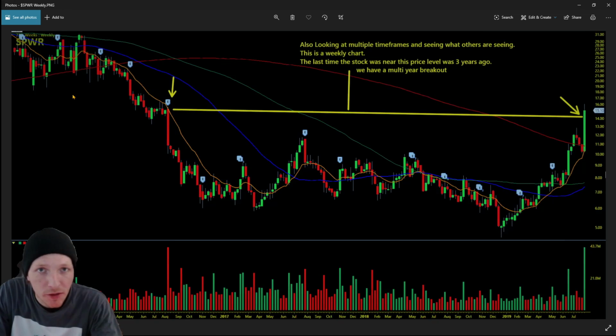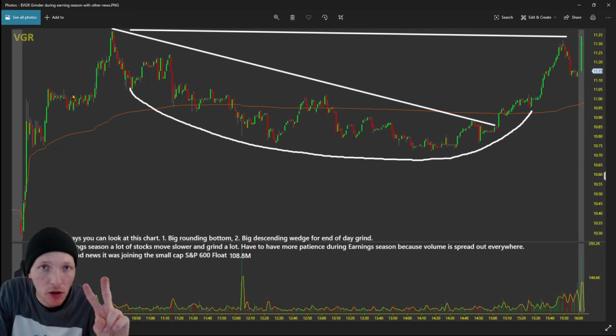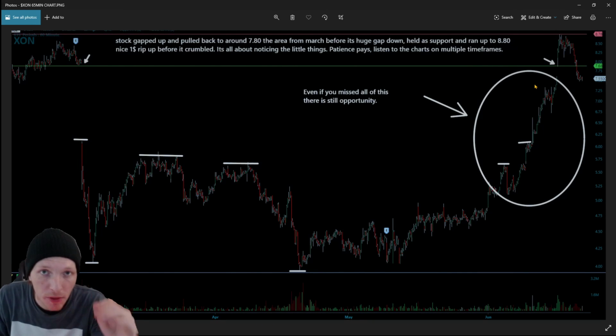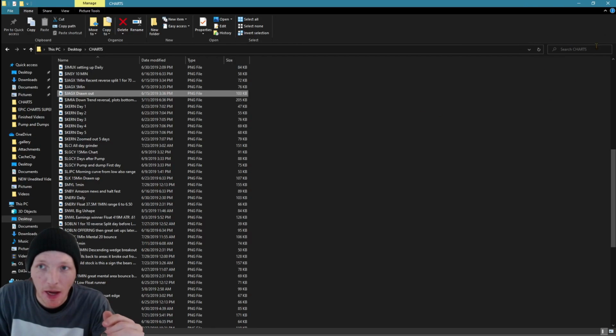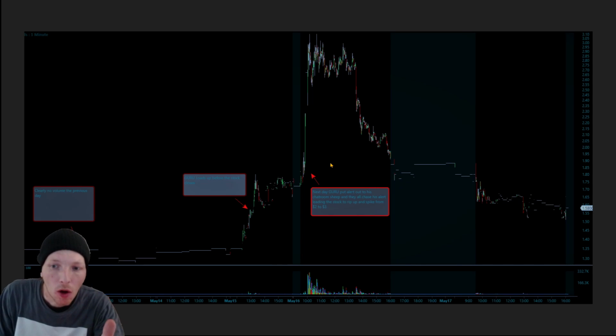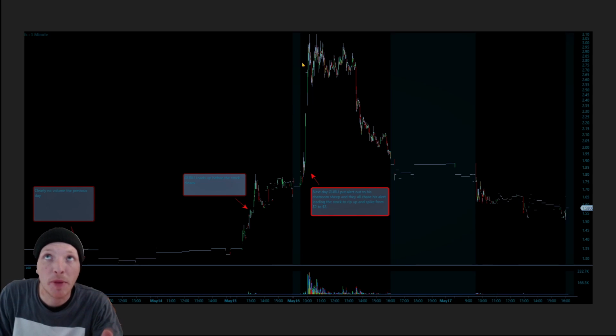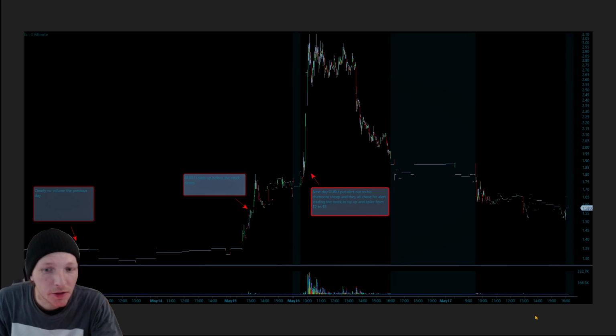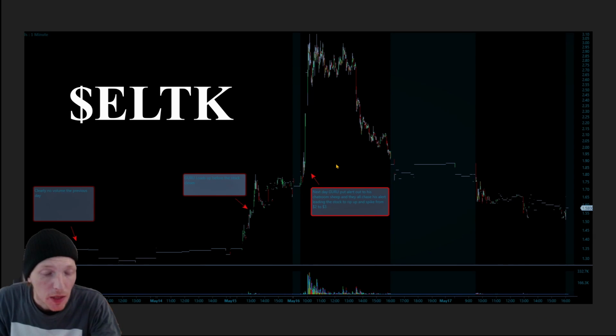I came across two charts that I want to talk about today. They're related to pump and dumps, and I want to break this down. On this chart, all you can see is it had a big spike up and then it fell right back down. This is ticker symbol ELTK, and you can see I drew notes on this chart.